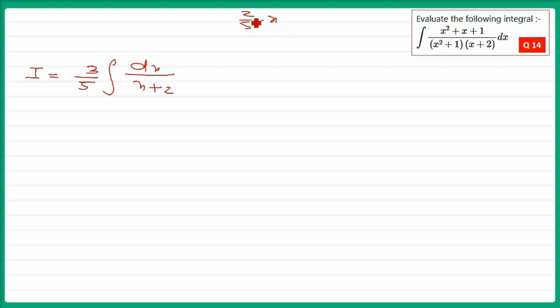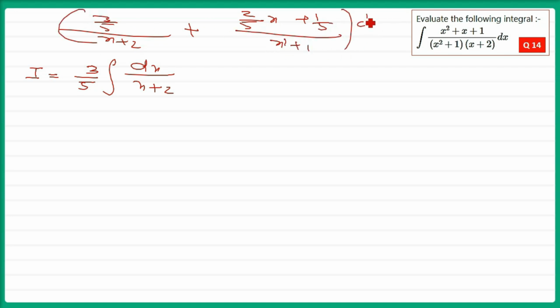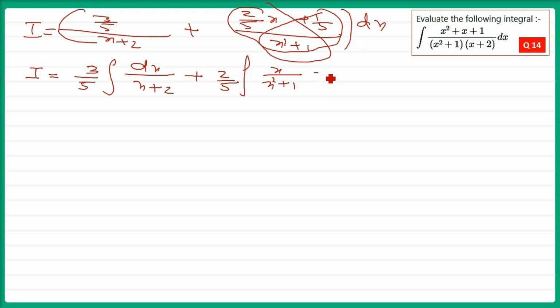Now the second term has bx plus c. B was this 3 by 5 divided by x plus 2. This was the first term. The second term was bx plus c. So 2 by 5x plus 1 by 5 divided by x square plus 1. Now you need to separate the second term into two more terms. That is, I am writing this term right now. So we have 2 by 5 integration of x divided by x square plus 1 dx will always remain there. The second term will be 1 by 5 you can take outside, integration of this dx divided by x square plus 1. In middle term also just assume dx is already there.